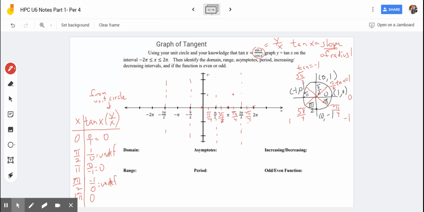By symmetry, if negative pi over 4, that's the same as 7 pi over 4, so we're going to be at negative 1 there. So looking at the function, it looks like it's going to be like a linear function in between here. But if we were to graph tangent of x in your graphing calculators to just verify what's happening, you should see, I'll give you a minute to do it. So if you need to pause the video now.